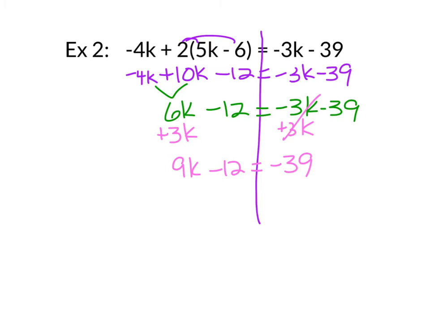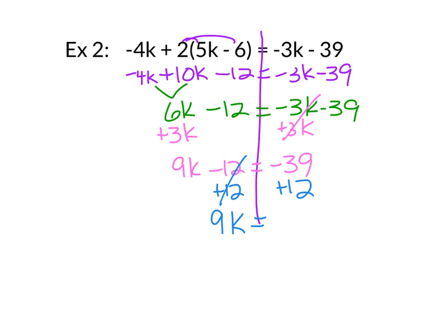Okay, we got the variables together. Now let's get these constants together. So since my k is on the left side, I want to move everything that's not a k to the right. So I'm going to move the negative 12 to the right hand side. I'm going to have to change its sign since we're going across the equal sign. So now it's a positive 12. So bring down my 9k equals negative 39 plus 12.